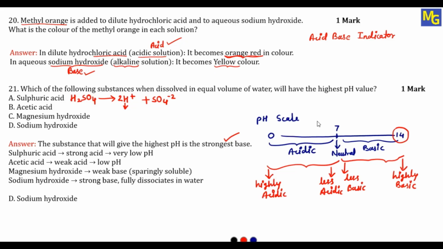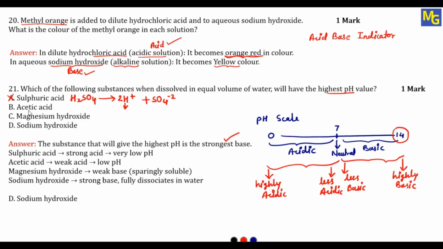But in the question they have asked for the highest pH, and that's why this cannot be the correct one. I hope you are understanding. Acids always have pH from 0 to 7, and whichever is a strong acid will have pH nearby 0, 1, 2. And in the question they have asked for the highest, so this cannot be the correct one.